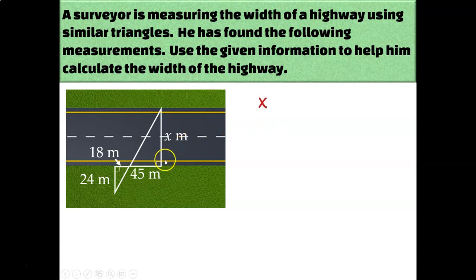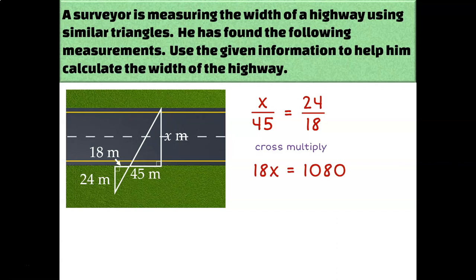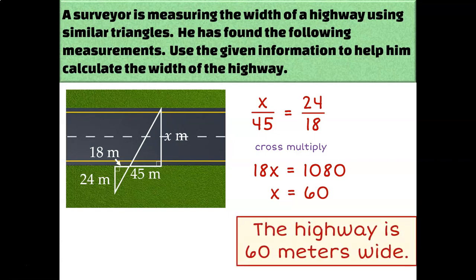First, I'll write x, which is the longest side of the bigger triangle, and I'll put that over top of 45, which is the shorter side of the bigger triangle. So now I'll write a ratio that goes in the same order for the smaller triangle. Longest side over shortest side. And then I'll cross multiply and solve. 18 times x is 18x, and 45 times 24 is 1080. Divide both sides by 18, and we find out that the highway has a width of 60 meters.